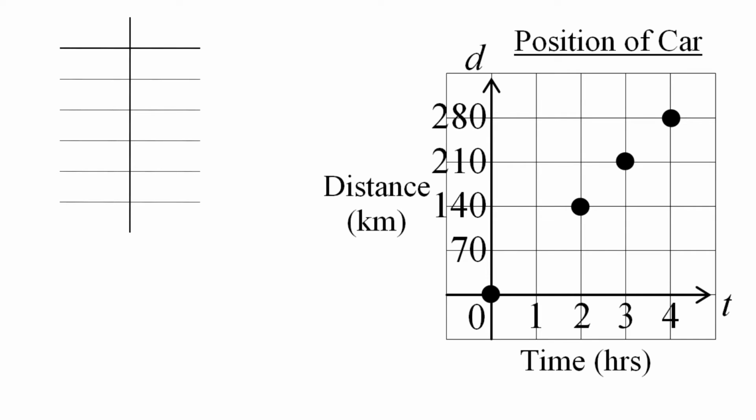So here we have another graph again with the values already plotted on there. We want to fill out our table of values, but first let's see what this graph is talking about. So the title says this graph represents the position of a car. And on our x-axis we have time in hours, and we're calling that t. And for our y-axis we have the distance in kilometers, and we're calling that d. So this is pretty much how far a car goes in a certain amount of time.